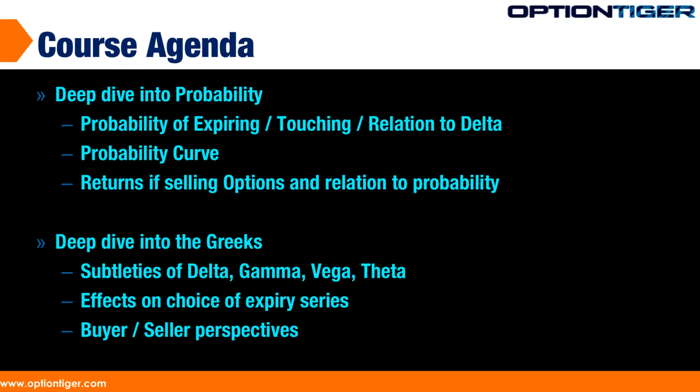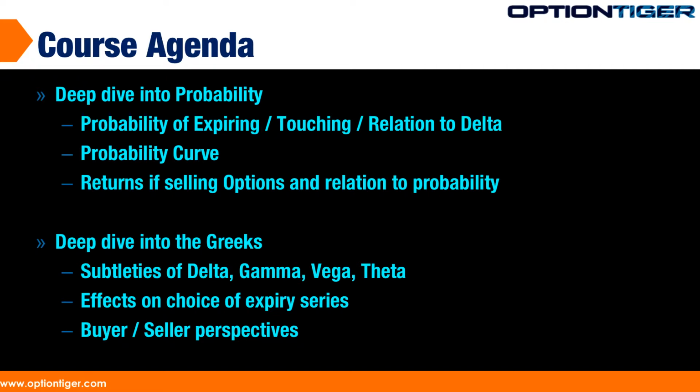We look at the fields called probability of expiring and probability of touching. And we'll also see how these correlate with delta. Then we have another tool on Think or Swim that's called the probability curve. And we'll also take a look at this curve and see if that provides us any further insight.